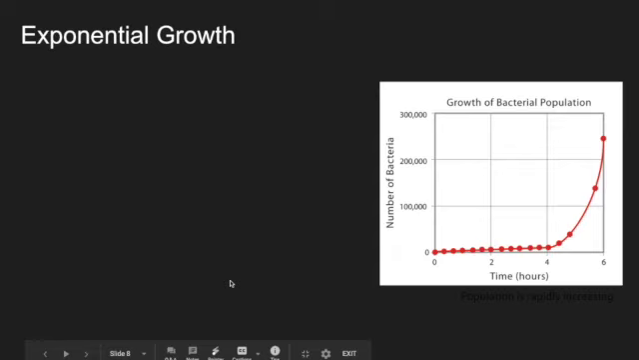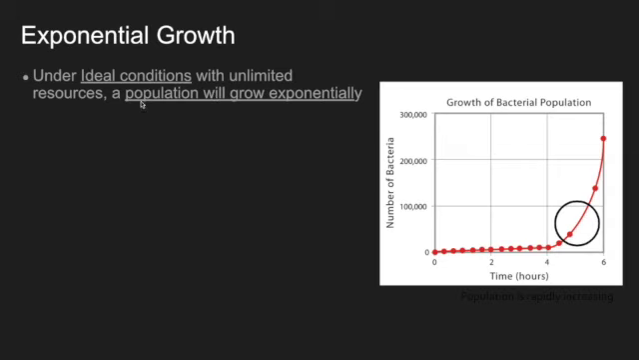So this sounds super complicated. Exponential growth is really just under ideal conditions. Think about an individual or a population living in a place where they have unlimited space, unlimited food, unlimited water. Their numbers are going to increase exponentially.